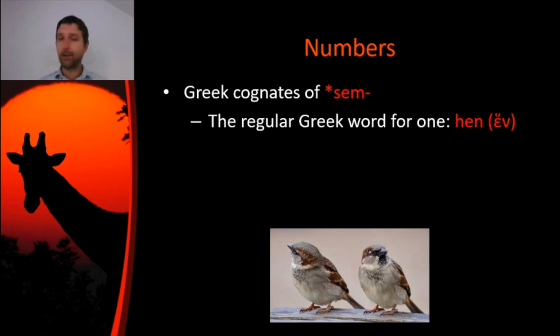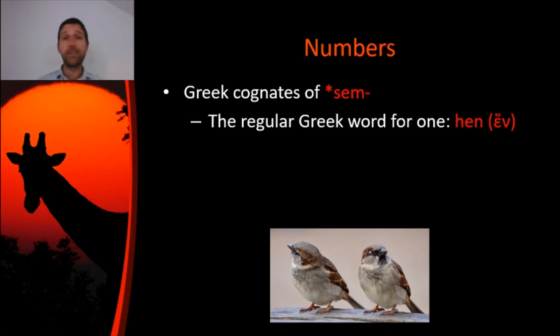Which again doesn't look anything like sem, but if you know the sound laws, it makes a lot of sense because as we've seen, S became H at the beginning of a word, and then M becomes N at the end of words, which is a pretty minor difference. So sem became hen, and that was the regular word for one in Greek. Now you could decline it, which you don't need to worry about if you don't know a language with declensions, but there were other ways this could look as well, but hen was the basic way that the word for one could look. But there were other words in Greek that also have the root sem in them.